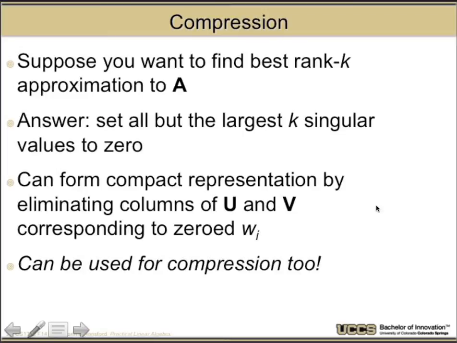Okay, related to that is image compression, where if you want to find the best rank K approximation to A, you set all but the largest K singular values to 0, and you multiply that back out, and you're going to get a very compact representation.